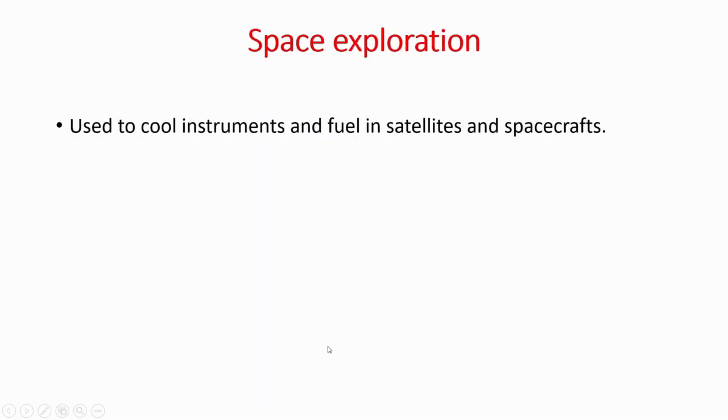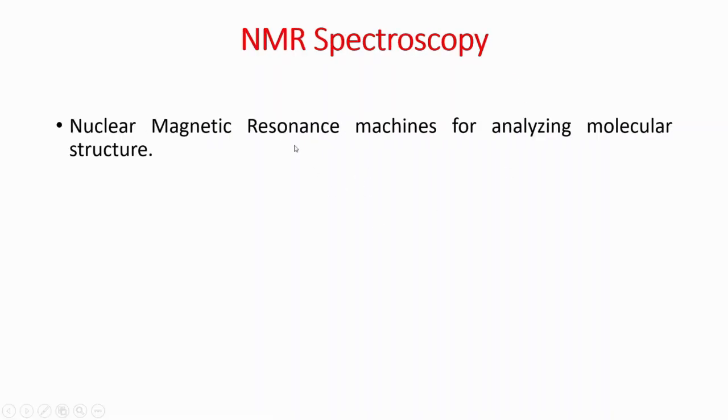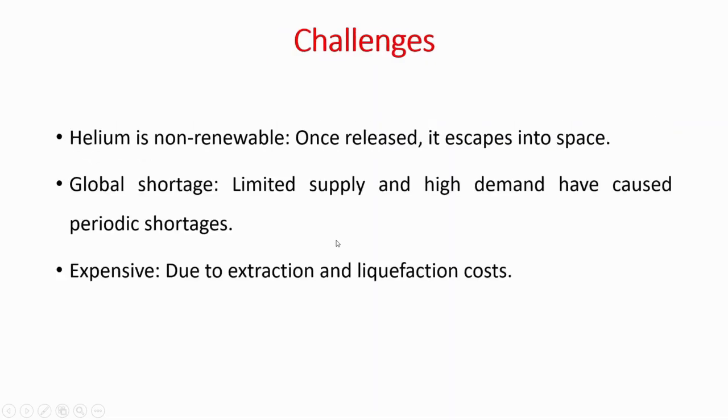Space exploration, okay, to cool down the instruments and the fuel in satellites and spacecraft, because the fuel may get very hot, and in order to cool down the fuel it has to be cooled down using liquid helium. Then in NMR spectroscopy, nuclear magnetic resonance spectroscopy is used to analyze molecular structure, and in that case also liquid helium is used in this particular instrument.